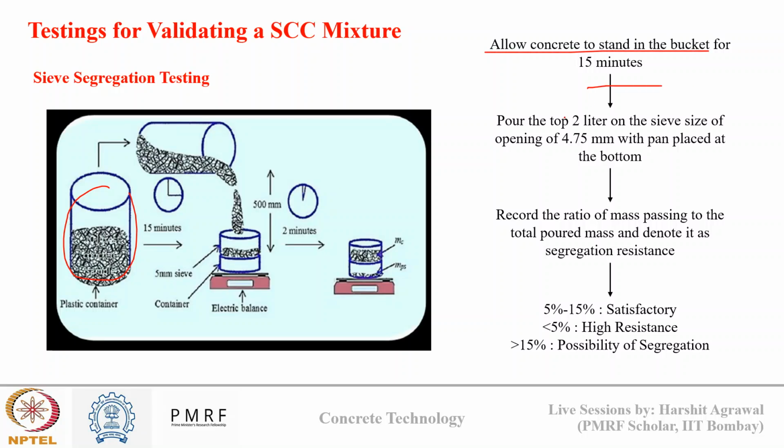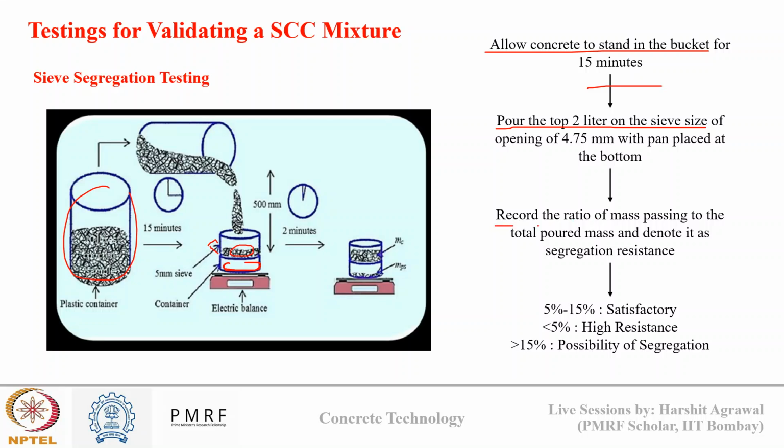After 15 minutes, we pour the top 2 liters of concrete onto a sieve with an opening of 4.75 mm as per IS 456, with a pan at the bottom. As we pour the concrete on the sieve, the fine components which can pass through 4.75 mm will pass and fill the pan, and the remaining will stay at the top of the 4.75 mm sieve.